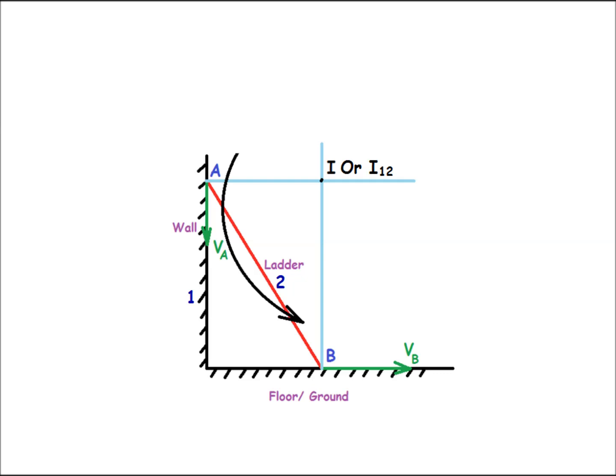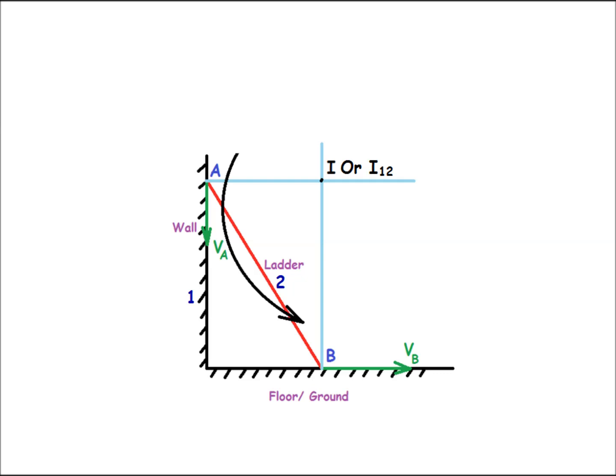Similarly, point B of ladder is not going to trace any circular arc with radius IB or I12B, because as that ladder is falling down, point B of ladder will trace horizontal line as it will slide against floor or ground towards right side. As point A and point B of ladder are not going to trace any circular arc, hence ladder or link 2 is not rotating about center I12 or I at this instant.